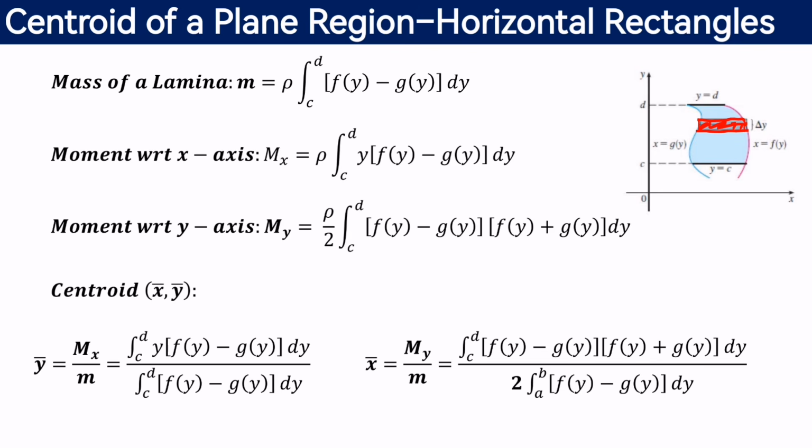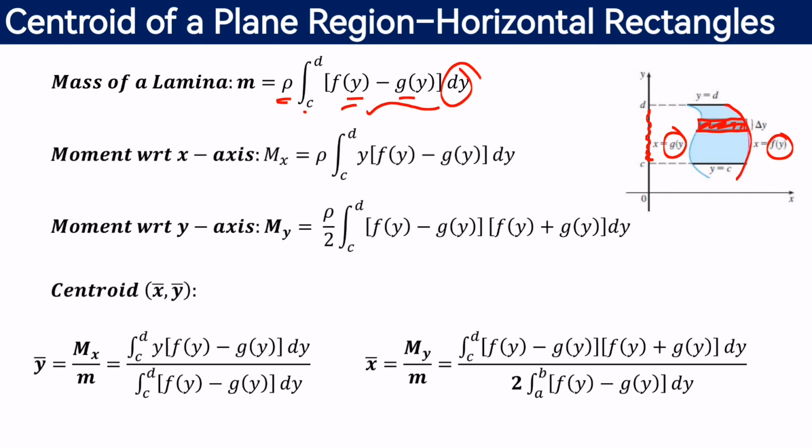Now, the second way of finding the centroid of a plane region is using horizontal rectangles. If that is the case, the integration will be in terms of y. That is why we have here dy. Similarly, the mass is just the linear density times the area. The area in this case is the function on the right minus the function on the left, which is g of y. That's why we have here f of y minus g of y.